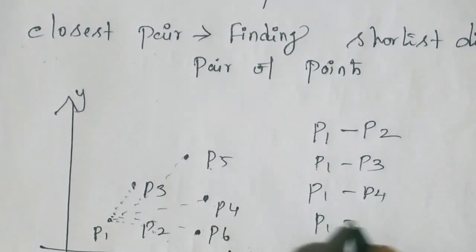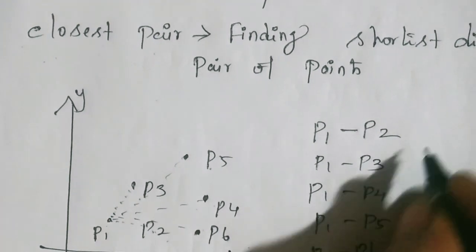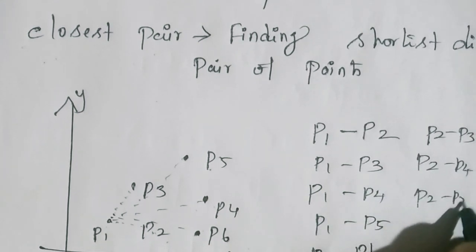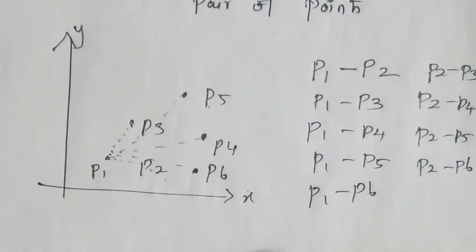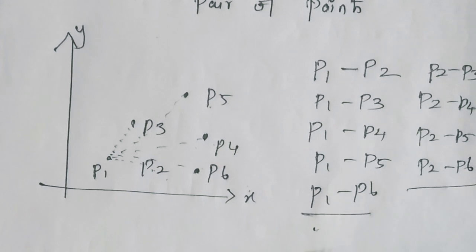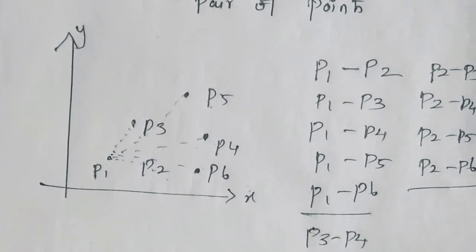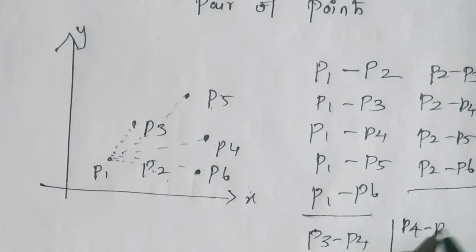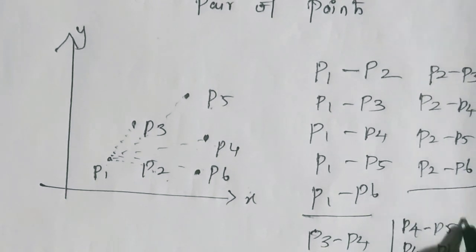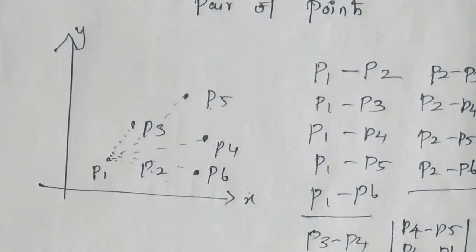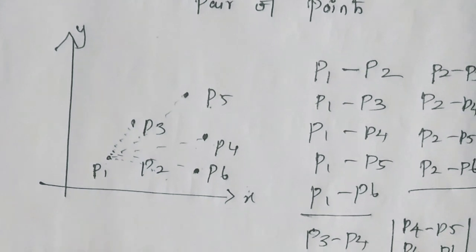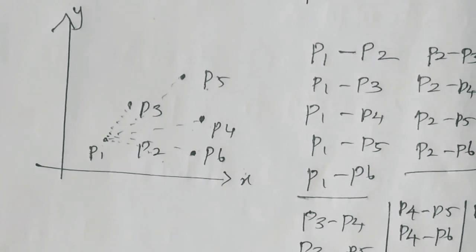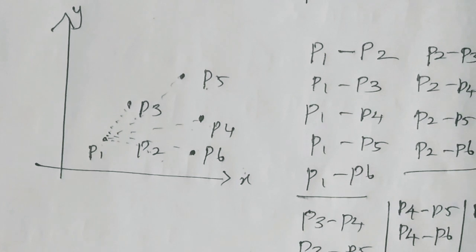So with all possible solutions, we have to find the best one: p1 to p2, p1 to p3, p1 to p4, p1 to p5, p1 to p6, and then p2 to p3, p2 to p4, p2 to p5, p2 to p6, and then p3 to p4, p3 to p5, p3 to p6. Then we start with p4: p4 to p5, p4 to p6, and then p5 to p6. Likewise, we calculate all possible solutions, and from them we find the optimal solution.